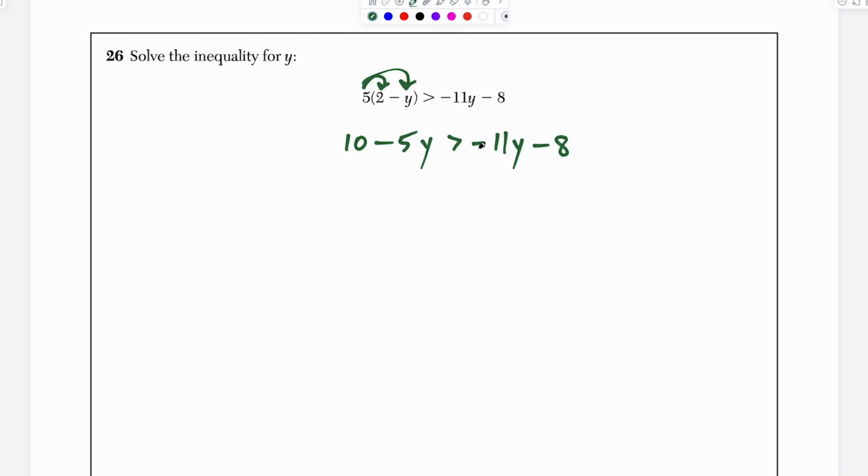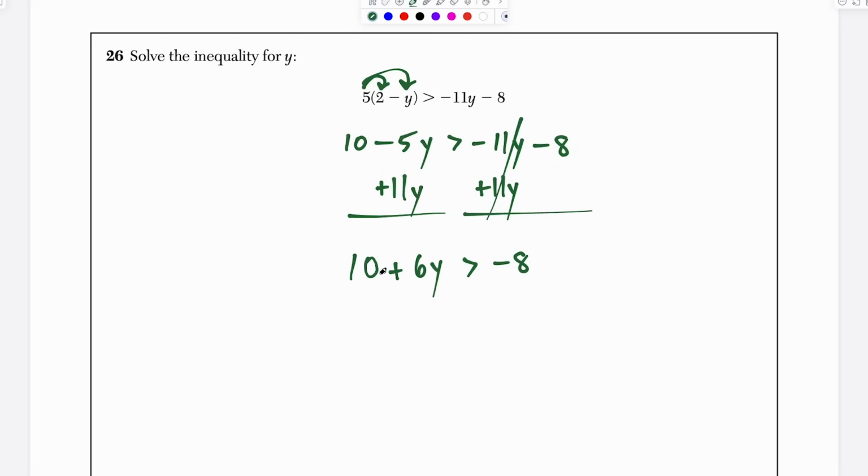And now from here, we want the variable term to the left, and we want the constant terms to the right. So what we could do now is go plus 11y on both sides. So we could go plus 11y, and on the right side, negative 11y plus 11y cancels out. And we have 10, and then negative 5y plus 11y is going to give us positive 6y. And this is greater than negative 8.